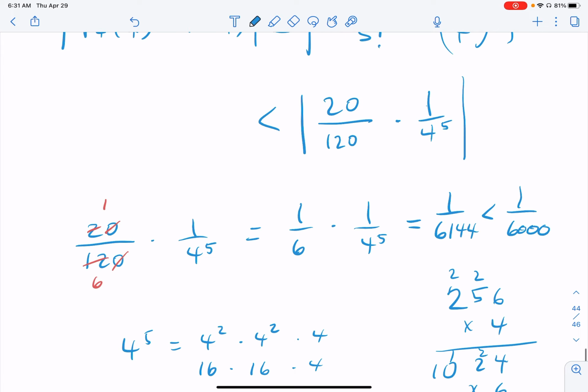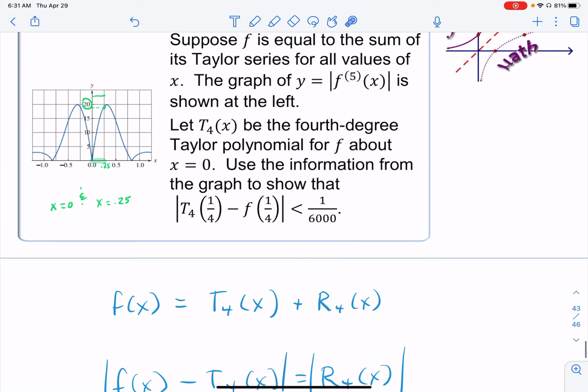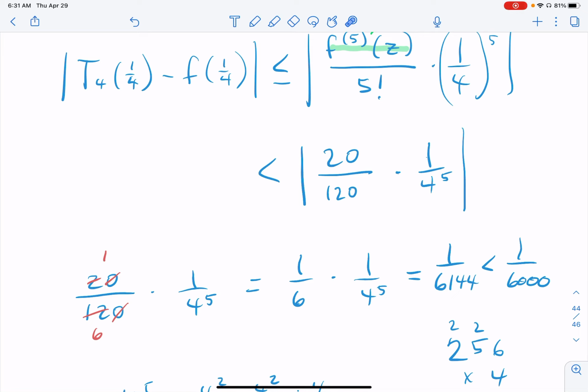And we did it. We pulled it off, right? That's all you got to do, and that justifies that we didn't even have to justify, we just had to show it, and we did. We did all the calculation to show that we could force our remainder to being less than 1 over 6,144, which in turn is less than the number that they gave us, so we're in business.